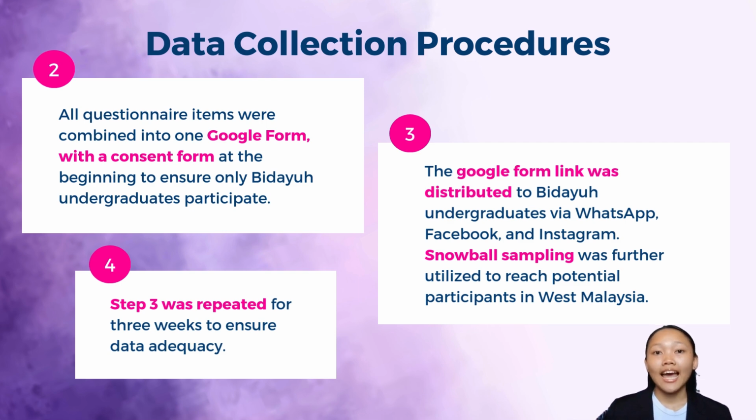After that, the questionnaire items were combined into one Google form. The Google form link was distributed to the Bidayuh undergraduates via social media. Snowball sampling was then utilized to reach potential respondents in West Malaysia. Step 3 was repeated for about 3 weeks to ensure data adequacy.